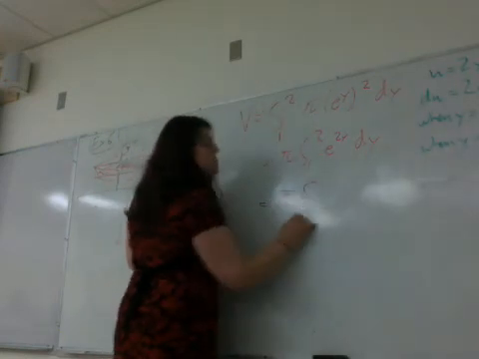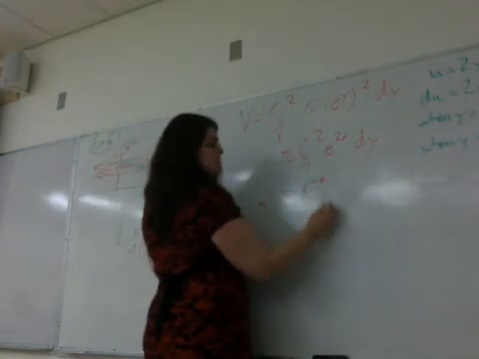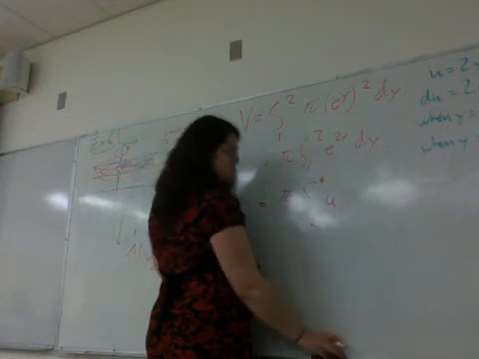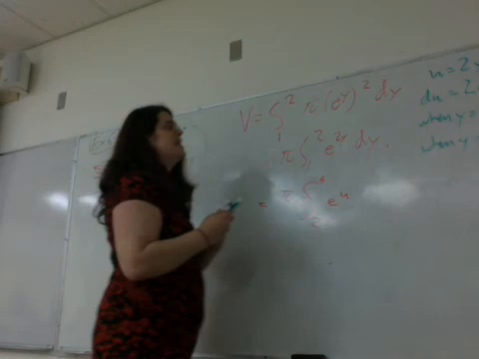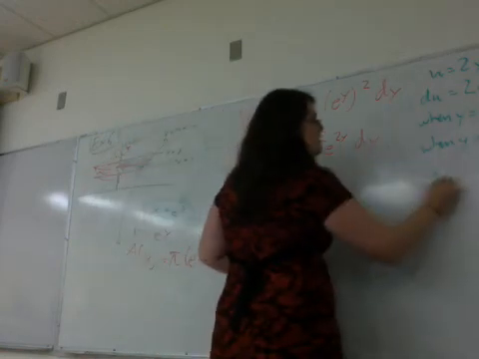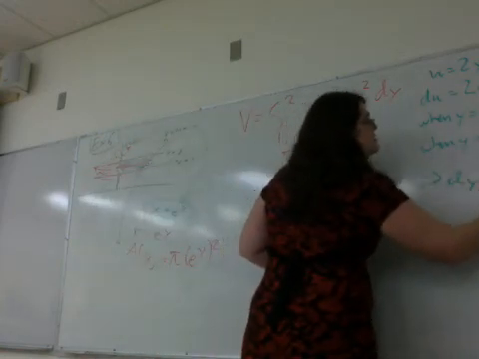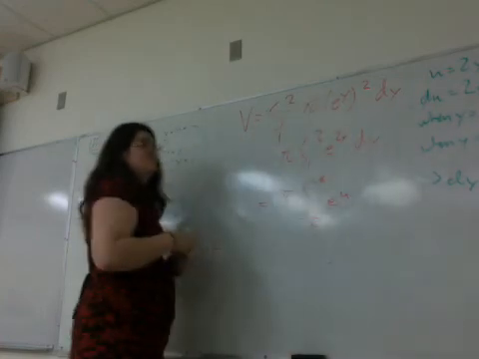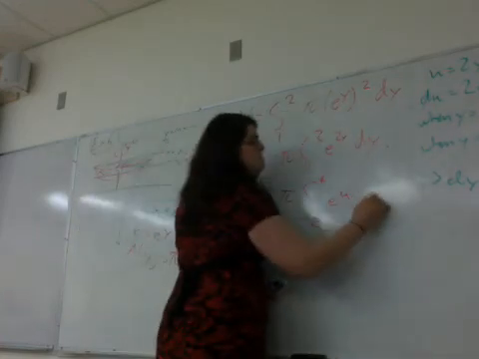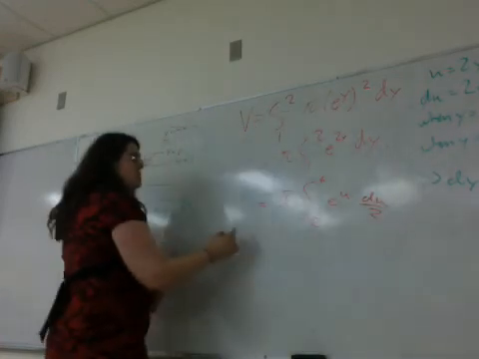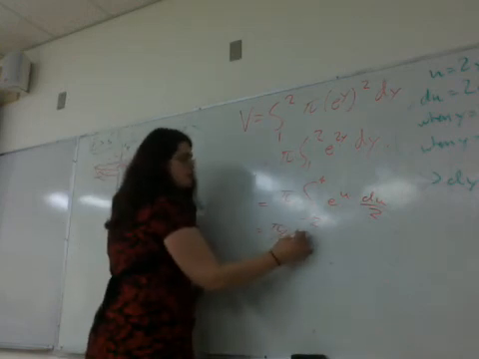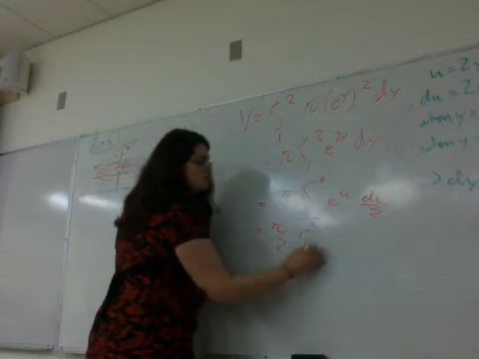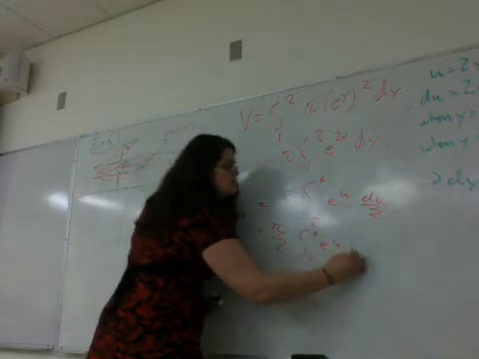This integral will become pi times the integral from 2 to 4 of e to the u. Oh, sorry, I forgot to say if du is 2 dy, that means dy is du over 2. So it's e to the u times du over 2. I can pull a 1/2 out front. So I'll have a pi over 2 out front, integral 2 to 4 of e to the u du.